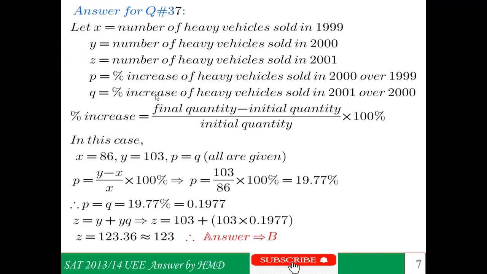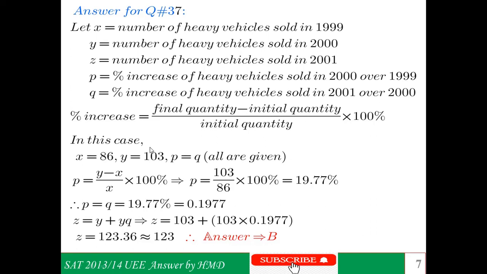So here is the formula in order to find the percentage increase. For any quantity, the percentage increase is equal to final quantity minus initial quantity over initial quantity times 100%. Bear in mind, this is the general formula used to find the percentage increase of any quantity. I will repeat it again. Percentage increase equals final quantity minus initial quantity over initial quantity times 100%.